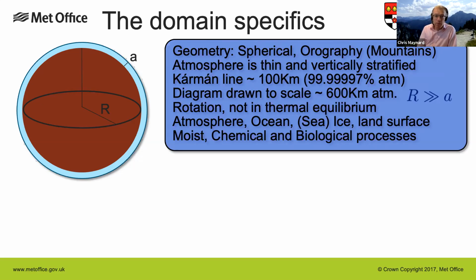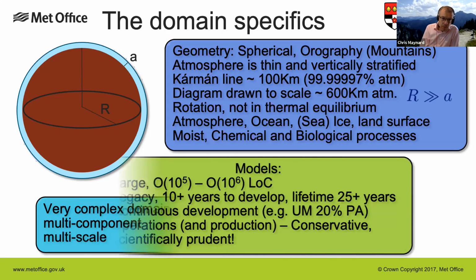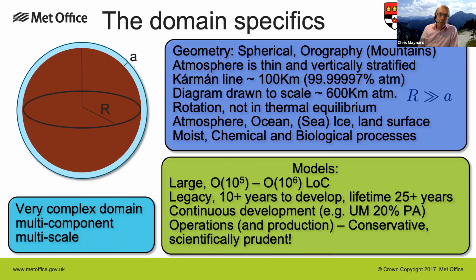Not only that, it rotates. It's not in thermal equilibrium. There's an atmosphere, there's an ocean, there's sea and sea ice and land surfaces, and there's moist, chemical and biological processes. So this is a very complex system. All these subcomponents can exchange energy, and in fact they can even exchange material, particularly moisture, which is really important for weather and climate. So it's a very complex domain, it's multi-component and it's multi-scale.